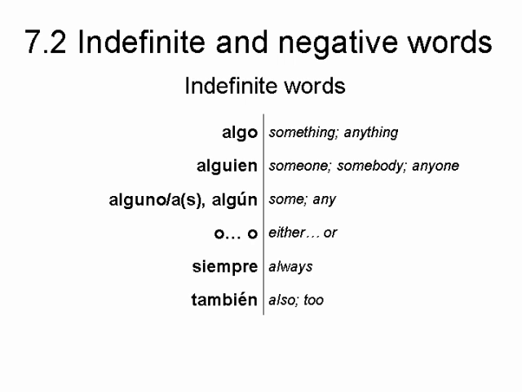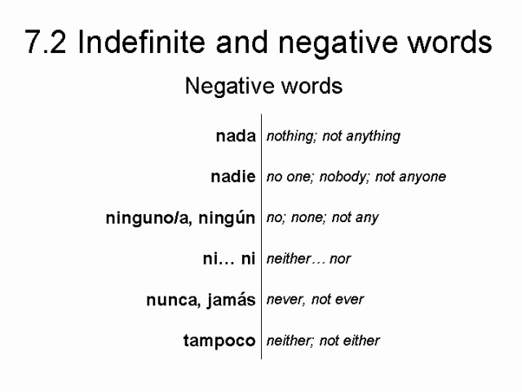But let's go through these real quick just to be sure we know how to pronounce them. Repiten, por favor. Algo, alguien, alguno, algún, o, that one's not very hard, siempre, and también. All right? And then the corresponding words in the negative form are nada, nadie, ninguno or ningún, and then ni, nunca, or there's also the word jamás that also means never, and tampoco.